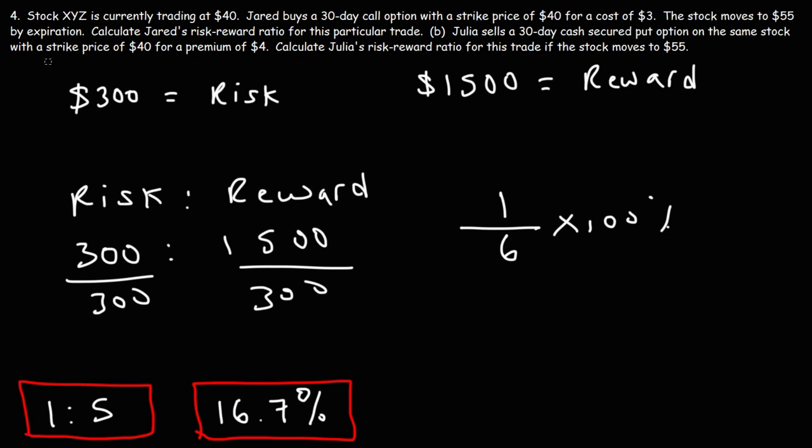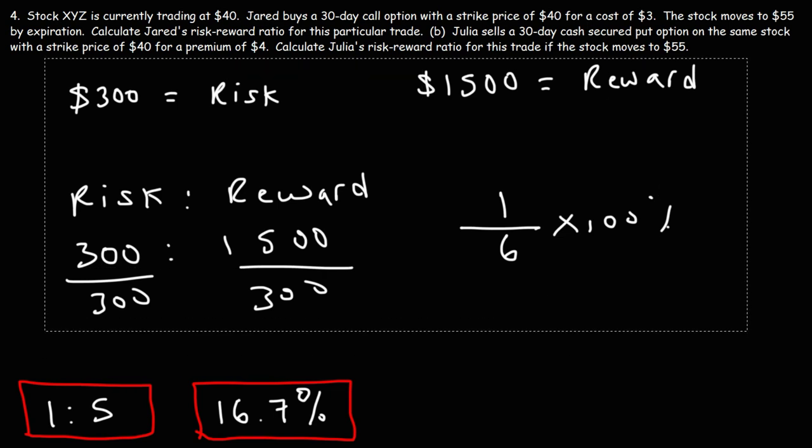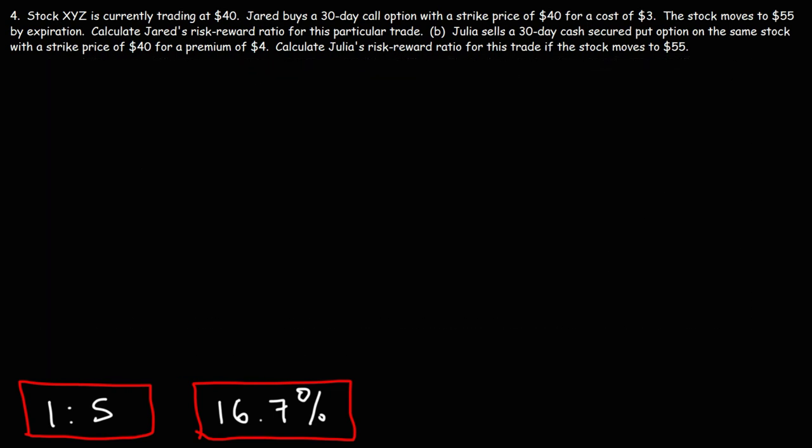And it makes sense why buying call options have a low probability of success, because the only way you'll win is if the stock moves in the right direction and in the right time frame, because this option will expire in 30 days. If the stock moves sideways, Jared loses.